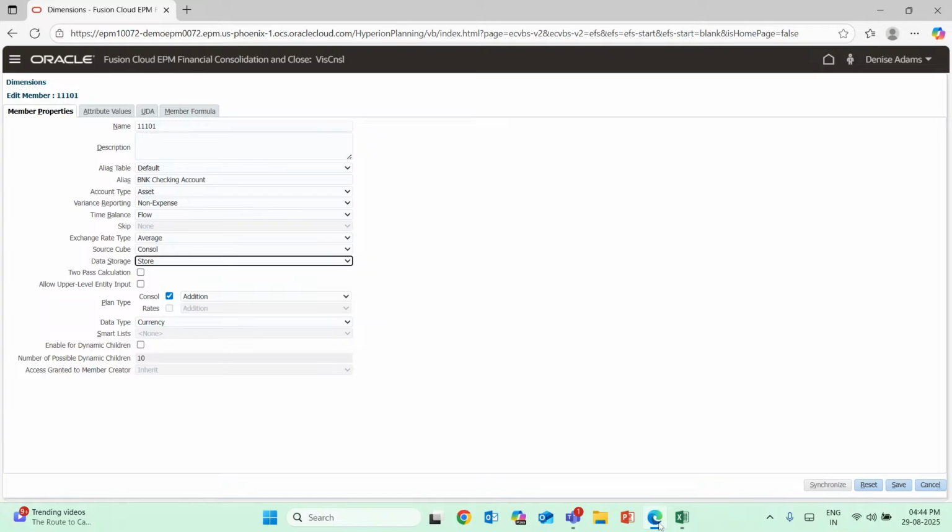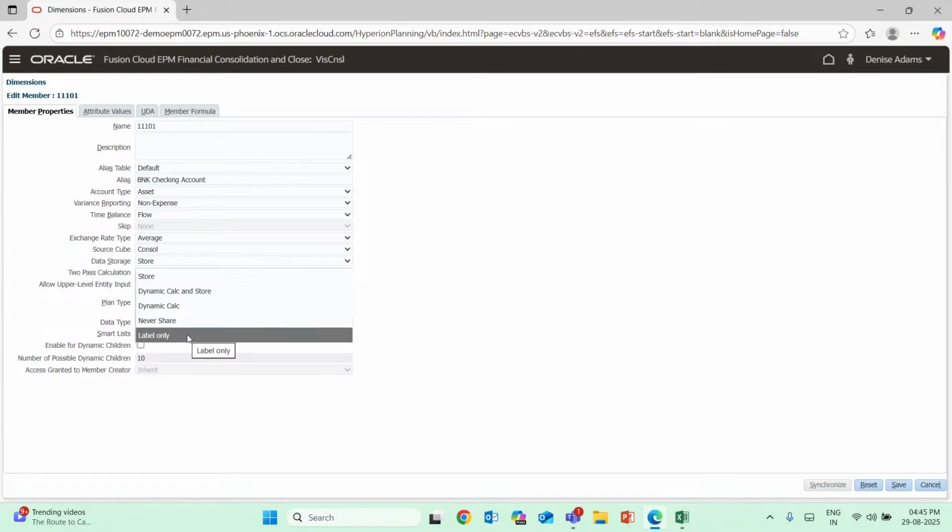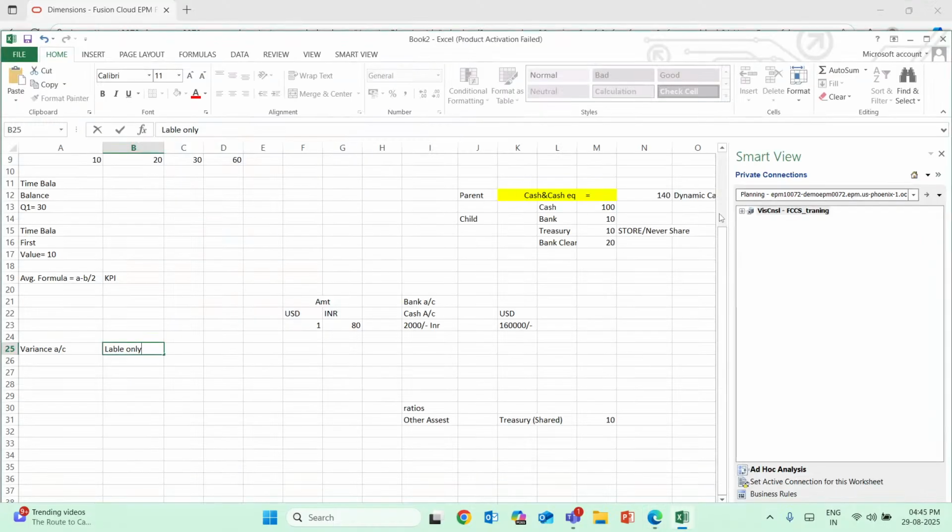Where we do not have any calculation, or we are just creating the account for certain reporting purposes, calculation purposes, or rules or formulas, then we can use Label Only, and it will only display the data of the first child member. Like if we have 5 child members, in the variance account, or in the Label Only, it is going to pick up only the first amount.